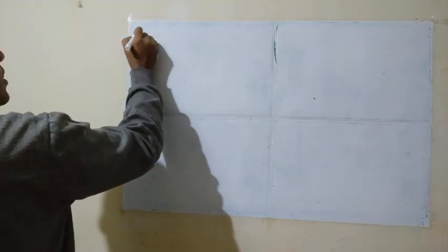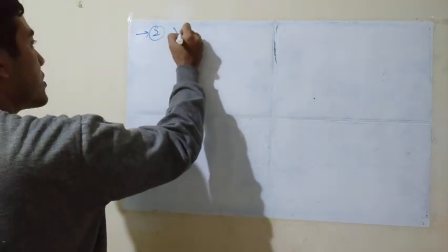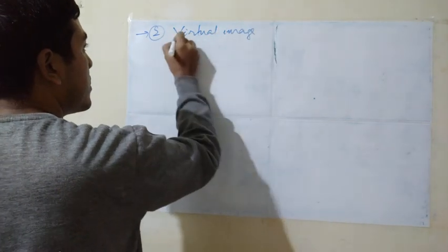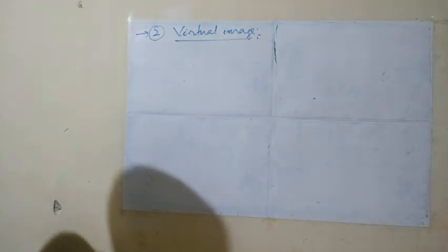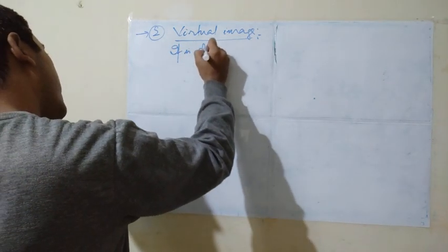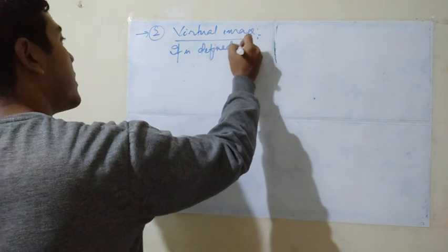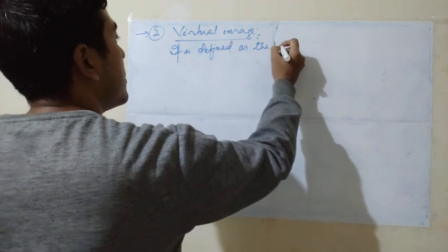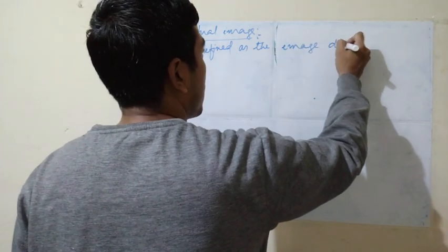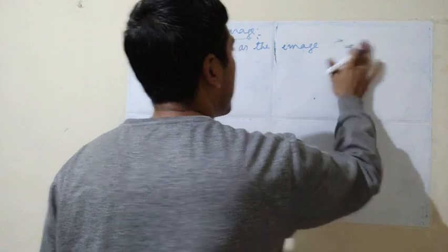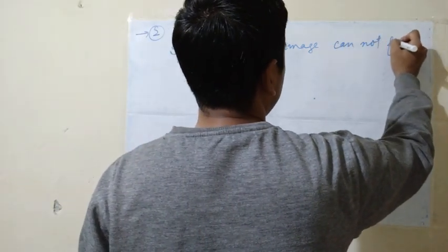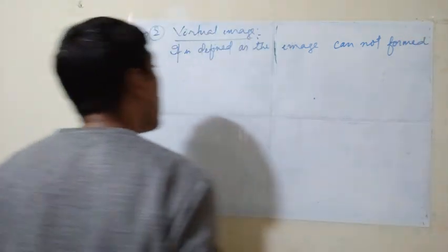Next, number 2 is the virtual image. There are also two different definitions. Okay, the first one is, it is defined as the image that cannot form on screen. Okay, cannot form on screen.